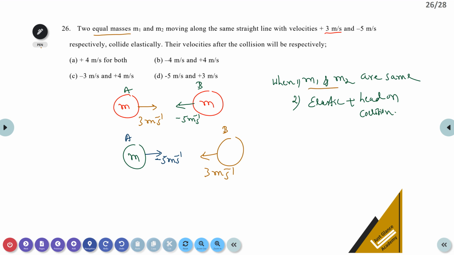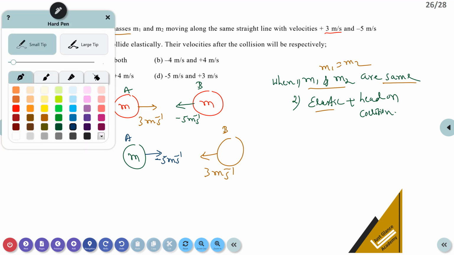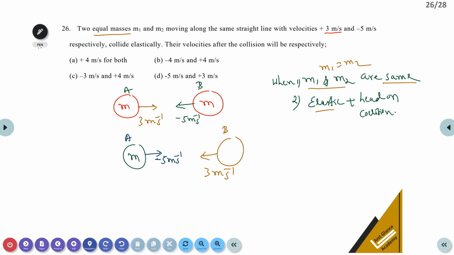It is possible only if the masses are the same, that is m1 equals m2, and the collision is elastic plus head-on. So the velocities are minus 5 and plus 3 meter per second. So this is the right choice.